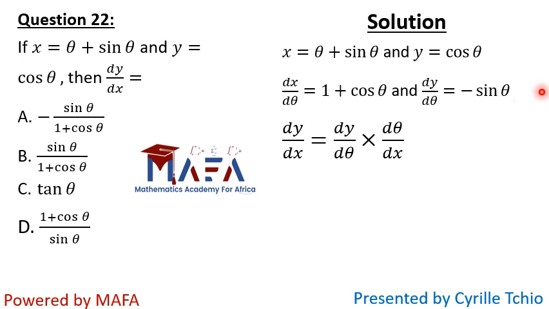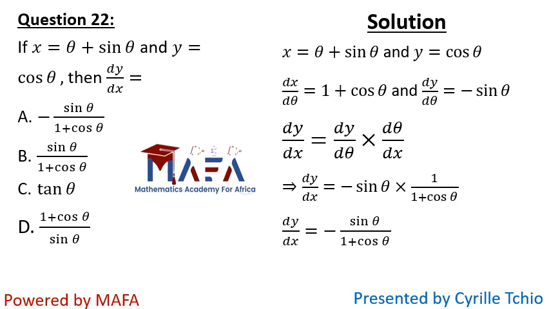dy/dx is equal to dy/d theta times d theta/dx. This is just the chain rule for those who have noticed it. So here dy/d theta is negative sine theta. d theta/dx is 1 all over dx/d theta, that's 1 plus cos theta, so 1 all over 1 plus cos theta. So we see that the answer here is negative sine theta on 1 plus cos theta. Answer A. Moving to question 23.